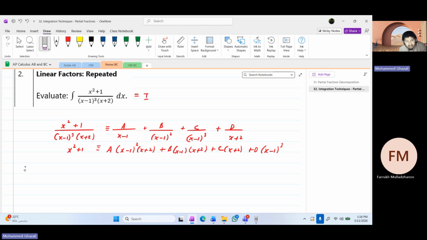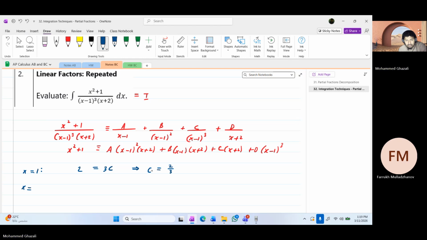Let me not write if, right? So let's say if x is equal to 1, A disappears, B disappears, D disappears. We can solve for C. So 2 is equal to 3C. This implies C is equal to 2/3.